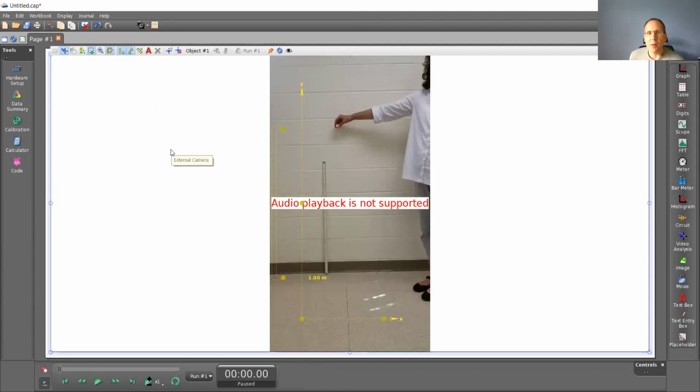First thing you want to do is define what a meter is. Here's the meter stick right here. Remember, you click on the top of the calibration tool, go to the top of the meter stick, and then click on the bottom of the meter stick. That defines 1 meter, so it'll convert pixels to meters correctly.